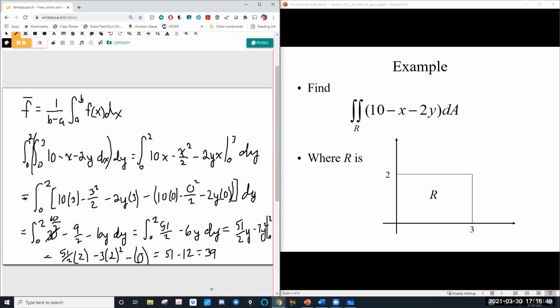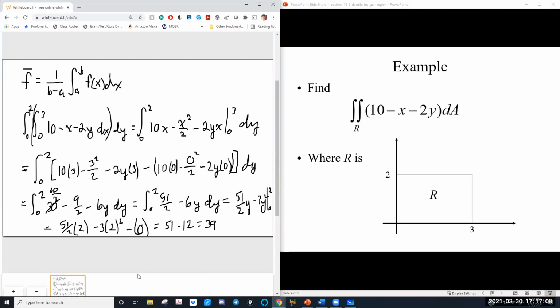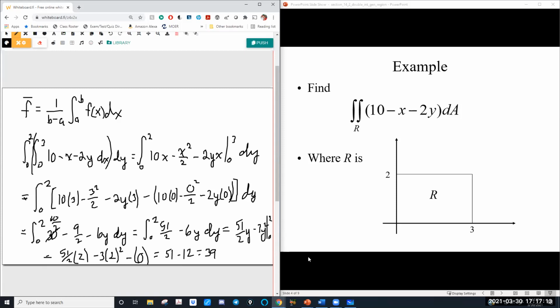Questions at this point? Again, I could have done this in the complete opposite order. I could have gone from 0 to 2 and integrated with respect to y first, and then x. Would have gotten the exact same thing. Okay. Order did not matter at all on this one. All right. So let's talk about when the order matters. If all of our limits are constants, or if our region is a rectangle, order doesn't matter.